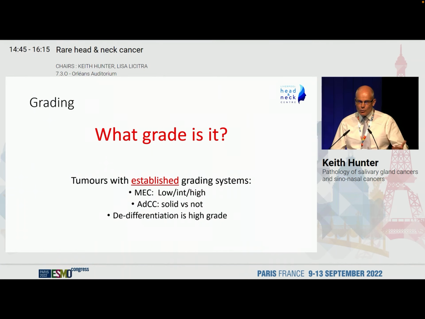So mucoepidermoid, we use that, we report the grading scheme. Adenoid cystic carcinomas, we know that the solid ones do tend to behave differently, and we tend to report that separately. And dedifferentiation in tumours is high grade. But for the vast majority, we're essentially talking about 19 out of 21, we don't actually have a grading scheme that is worthwhile to use.